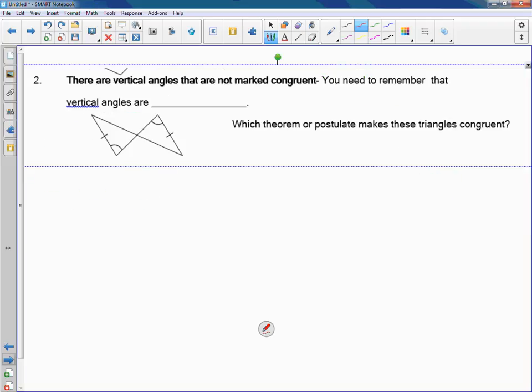Next one is you must mark any vertical angles. So vertical angles are congruent. These are markings that you have to mark every time. They're not going to be given to you. So that means this angle is congruent to this angle. Therefore, these triangles are congruent by what?